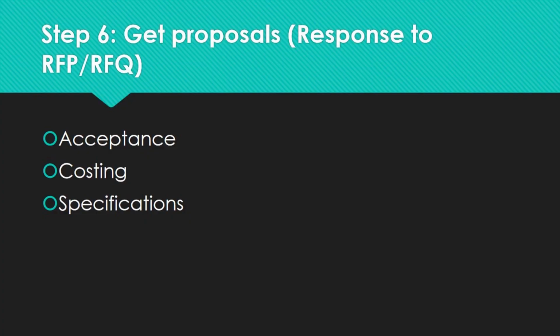And once you get them, this process is called responding to the RFP, responding to the RFQ, which is done by the seller. So the vendor will be sharing their acceptance on the conditions of the contract. They'll share the costing. They will share any deviation from the specifications you mentioned in the RFP document.